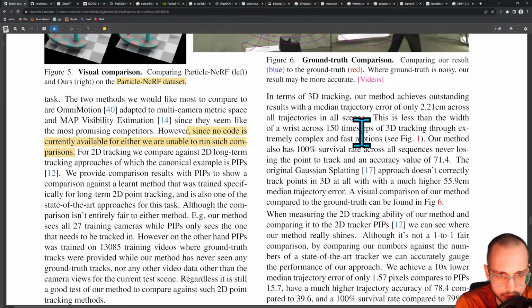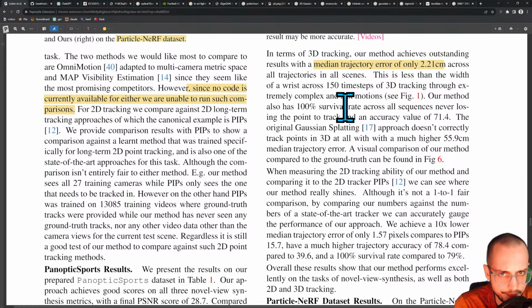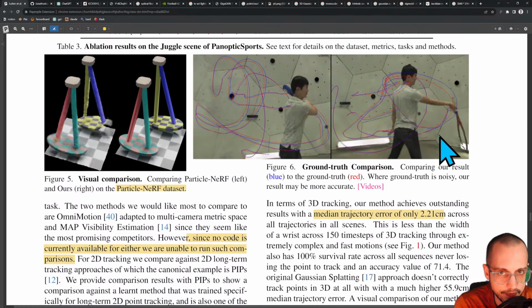Okay, so it performs good, less than the width of a wrist. Median trajectory error of 2.21 centimeters. Method has a 100% survival rate, never losing the point to track, accuracy value of 71.4. So I guess ground truth is red, but it's not really ground truth. It's whatever you're getting out of your classic tracking algorithm. And then blue is choosing one of these Gaussians and plotting its position over time.